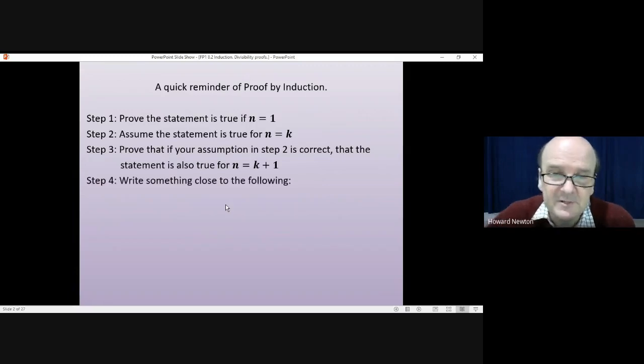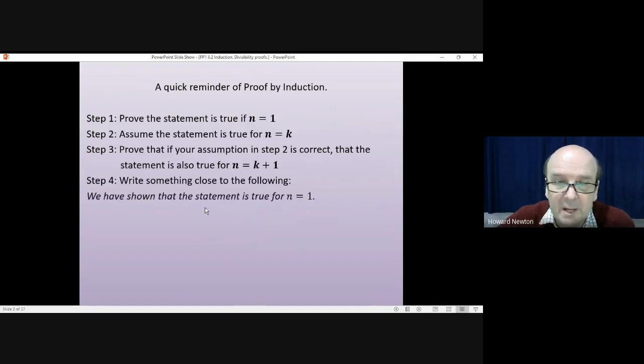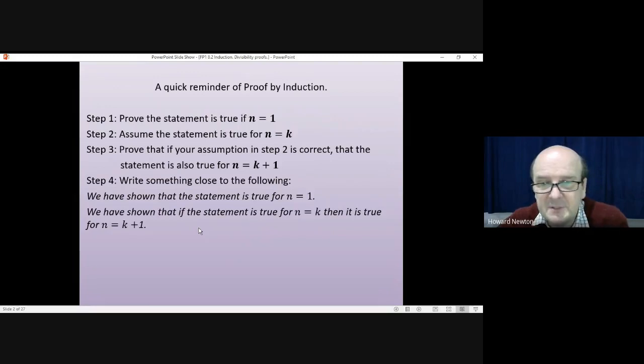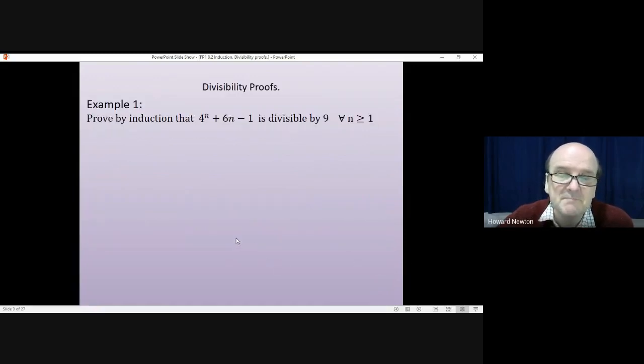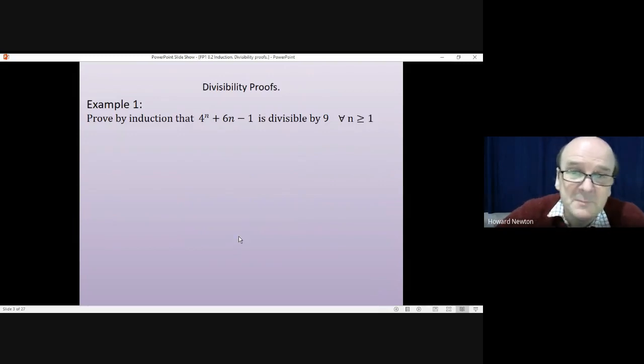Once you've done that, to finish the question, you do have to write something close to the following to get full marks. We have shown that the statement is true for n equals 1. We have shown that if the statement is true for n equals k, then it is true for n equals k plus 1. Therefore, by mathematical induction, the statement is true for all values of n that are members of the positive integers. Okay, here's a divisibility example.